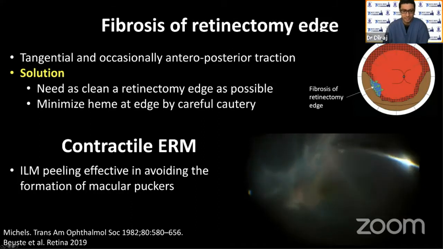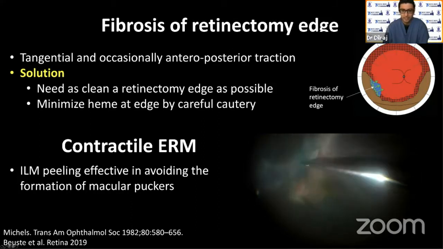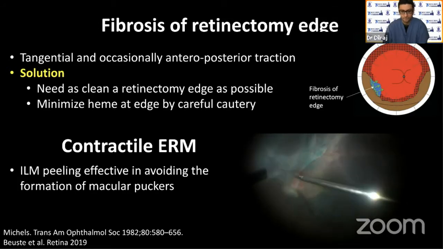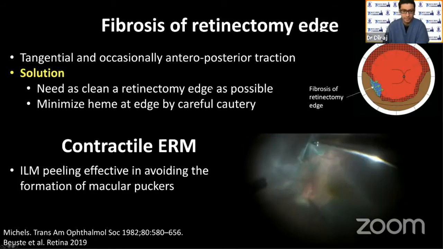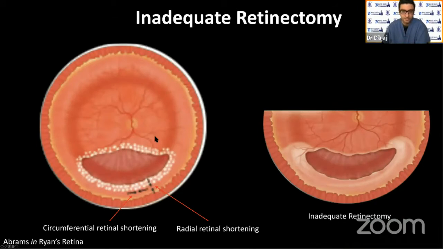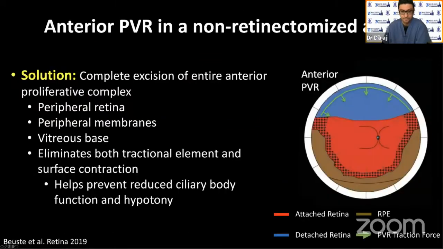And as I discussed, you want to minimize heme at the edge of the retinectomy by carefully applying diathermy wherever there is bleeding. For contractile epiretinal membranes, removing the internal limiting membrane along with the epiretinal membrane is helpful to reduce the formation of recurrent ERMs. For inadequate retinectomy, we discussed that you really need it to be much larger than what you may have originally thought. Otherwise, you may end up with radial and circumferential retinal shortening.